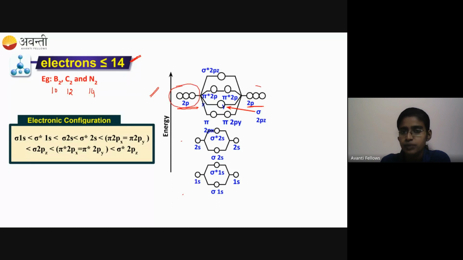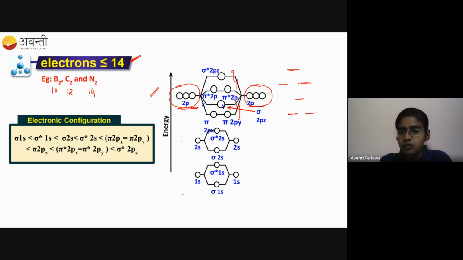Here 3 2p and here 3 2p. So totally 6 atomic orbitals are combined, so they will form 6 molecular orbitals. The bonding ones are here and here, one above this one. So these 3 are the bonding molecular orbitals, and these 3 are the anti-bonding orbitals, which you can see.